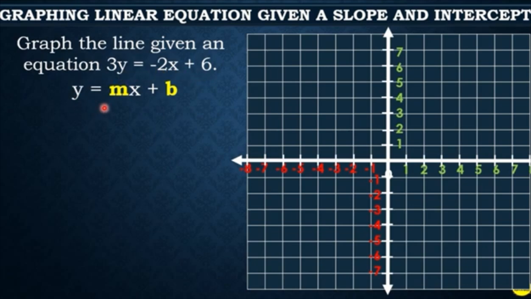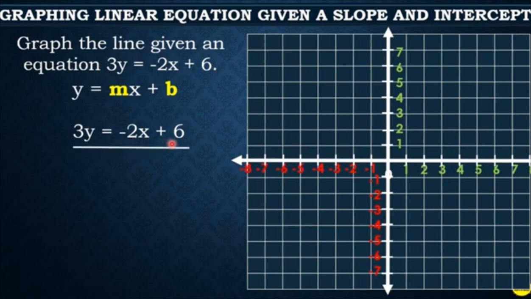Okay, so hindi pwedeng ganito na kapag binigyan kayo nito at naka y equals mx plus b siya, hindi pwedeng, ma'am, the slope is negative 2. The y-intercept is positive 6. No, hindi pa po yun. Bakit? Kasi meron pa tayong 3 dito. So, we still need to simplify. So, we will have 3y equals negative 2x plus 6.